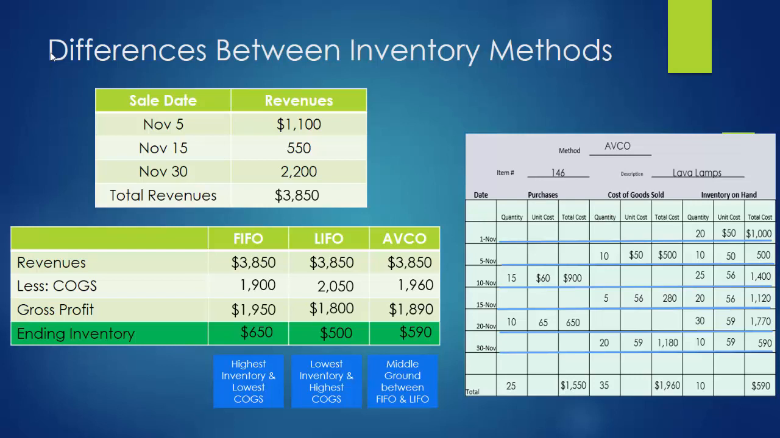Companies have their option of choosing any of these three methods. Which one do they choose? It depends on what the company wants. If the company wants to report as much inventory as possible because they want to use it as collateral for a loan, well, they'd want to choose the FIFO method because it gives you the highest ending inventory.